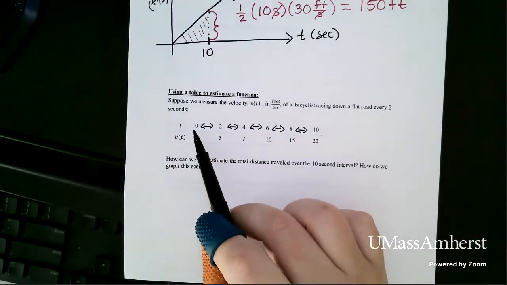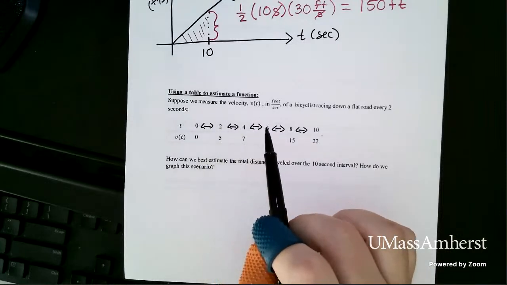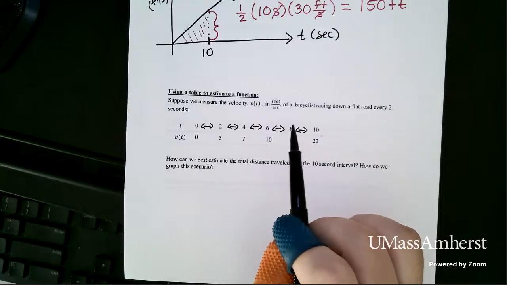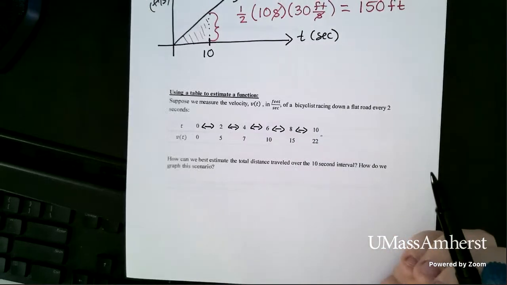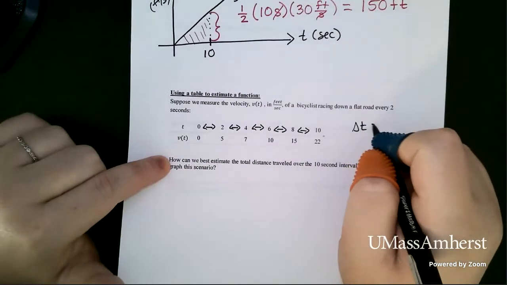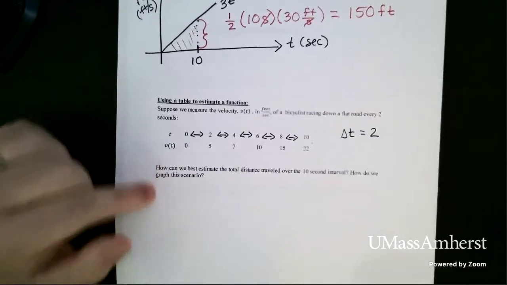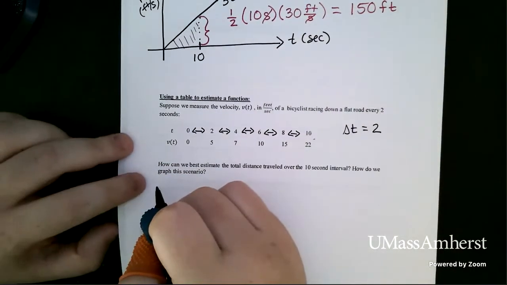And so what I notice is that I'm measuring every 2 seconds. So what I'm going to do is break this down into 2-second intervals, okay? And so when I do that, I get delta t equals 2. So my delta t is how big my interval is, okay?